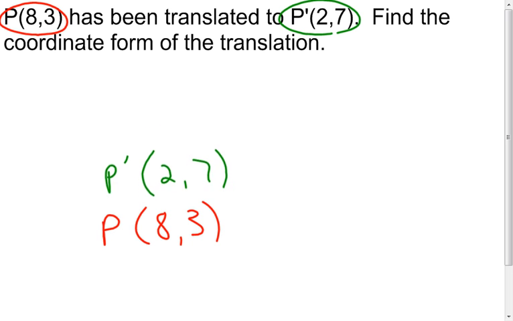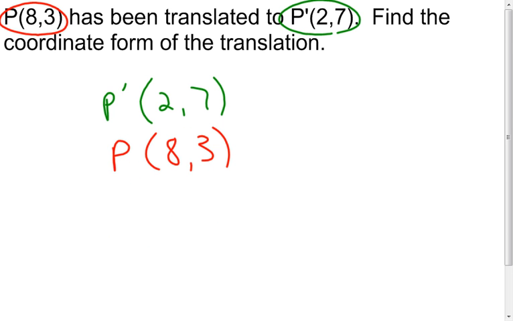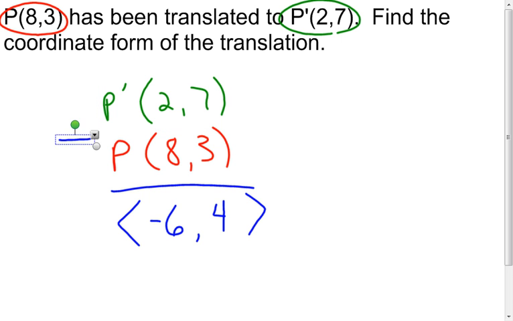Now, what we can do is this. We can take those points and we can essentially subtract them. If I take 2 and I subtract 8, I'm going to get negative 6. If I take 7 and I subtract 3, I'm going to get a positive 4. So here, the coordinate form of my translation would look like that, <-6, 4>, which tells me move to the left 6 and go up 4. So you can always remember that you need to take the image and subtract the pre-image.